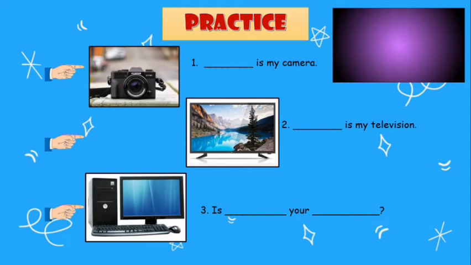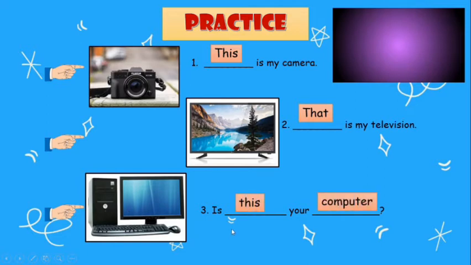Okay, time's up. Have you answered all the questions here? Let's check together. Number 1, can you see the finger here? Is it near or far from the object? Okay, it's near, right? So the answer will be: this is my camera. How about number 2? That is my television. And the last, the third picture here: is this your computer?